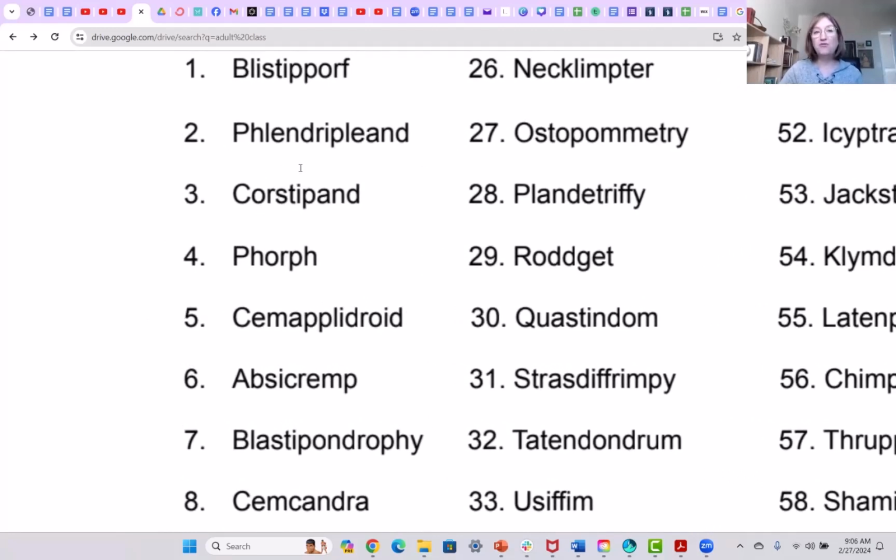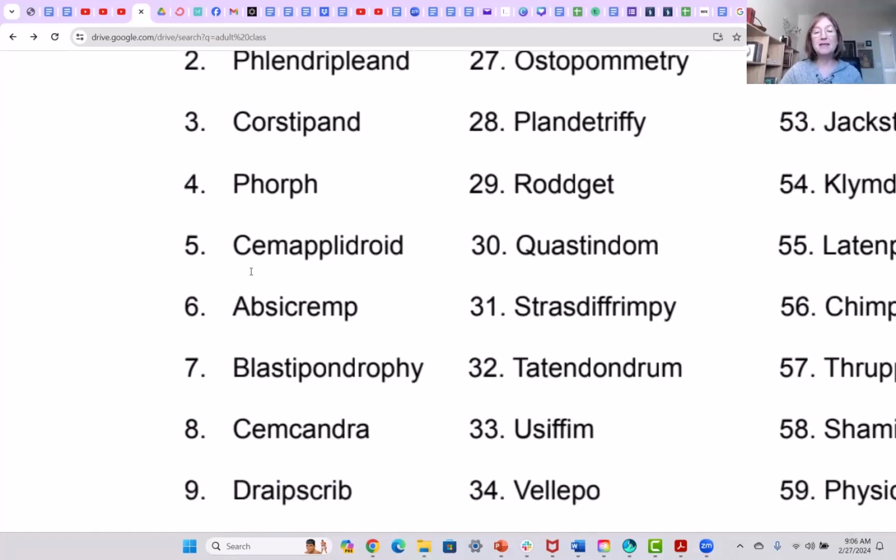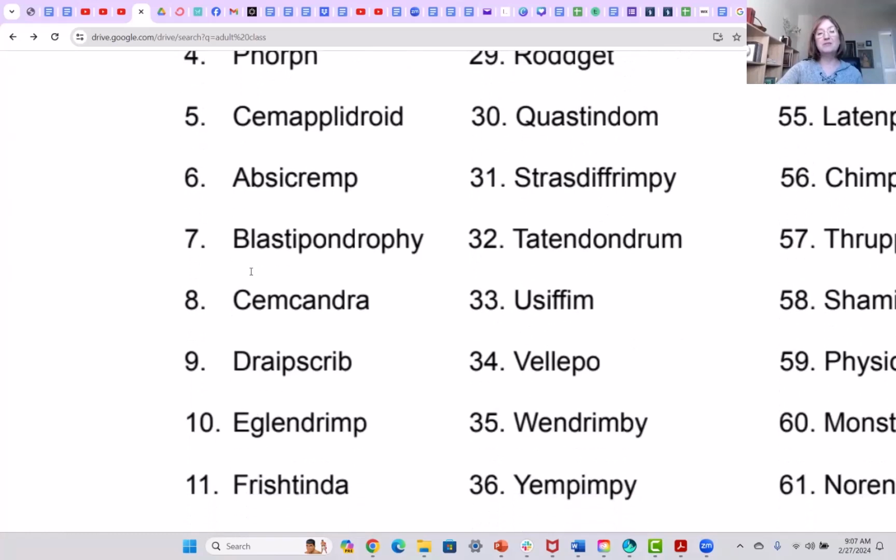Number two is phlendriplined. Number three, corstipend or corstipund. Number four, forf. And number five, semaplidroid. And that brings us to numbers 6 through 10.